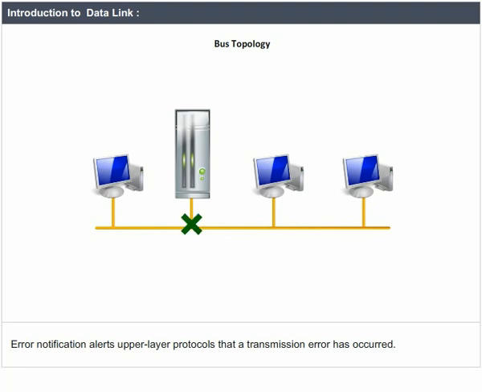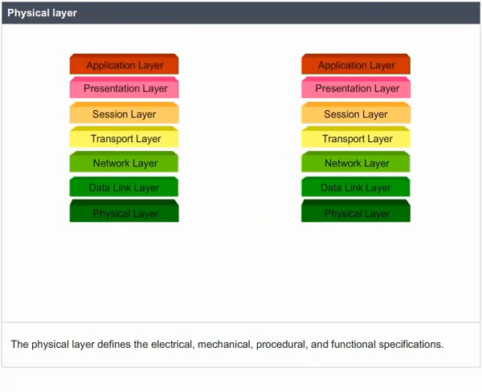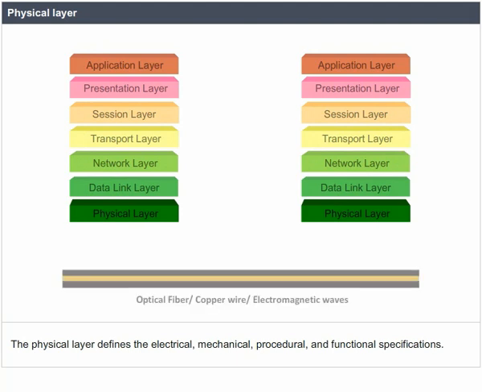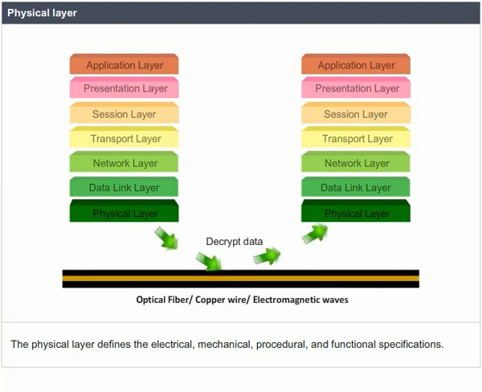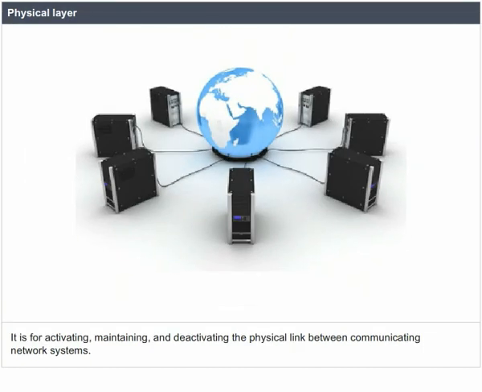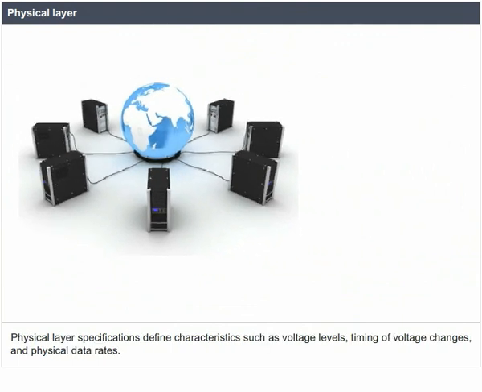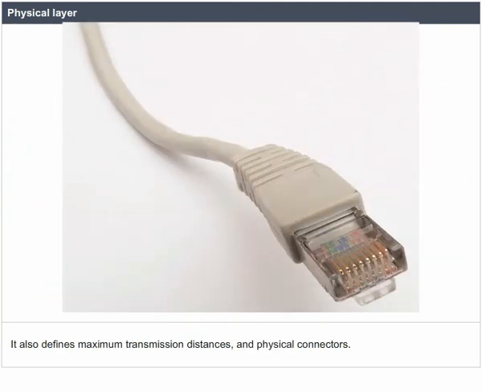Physical layer. The physical layer defines the electrical, mechanical, procedural, and functional specifications. It is for activating, maintaining, and deactivating the physical link between communicating network systems. Physical layer specifications define characteristics such as voltage levels, timing of voltage changes, and physical data rates. It also defines maximum transmission distances and physical connectors.